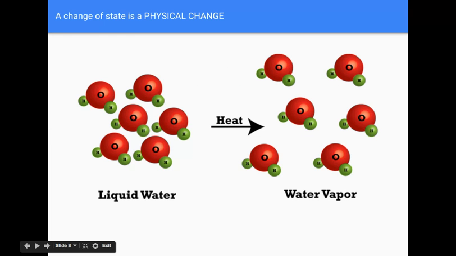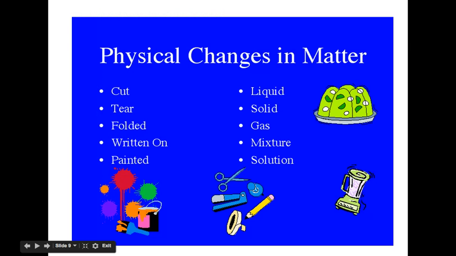So for example, if you have liquid water, so these are water molecules that are closer together, that's a liquid. If you add heat, those molecules start to move and they get further apart and it turns into a gas. But do you see how it's still H2O? And so that's why it's a physical change. It's not a chemical change. So some examples of physical changes would be going from a liquid to a solid to a gas, boiling, freezing, condensing. All those things are physical changes.